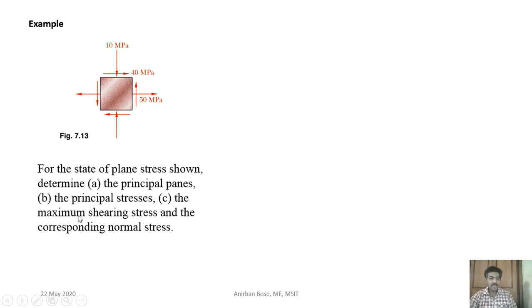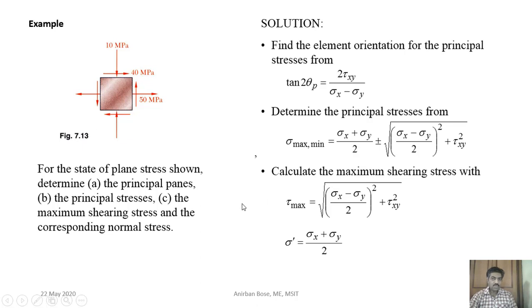Now let us take one example and try to find out the principal stresses. Suppose because of certain loading, these are the stress components. So definitely it is a plane stress condition. You can see 50 megapascal is the normal stress in the x direction, 10 megapascal is the compressive normal stress in the y direction, and 40 megapascal is the shear. The problem is to find the principal planes, principal stresses, and the maximum shearing stress and the corresponding normal stress. Things are very simple.